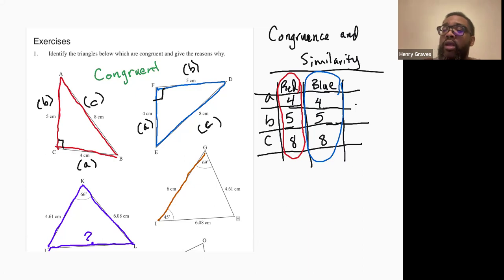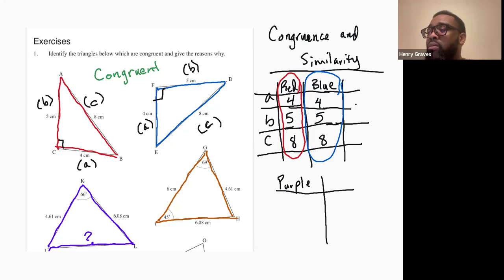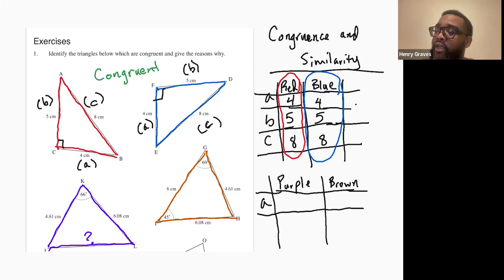There we go. Now I'm gonna label my A, B, and C for this triangle. So I'm gonna name it purple and brown. So I have A, B, obviously the smallest, the second biggest, and C, the big side.